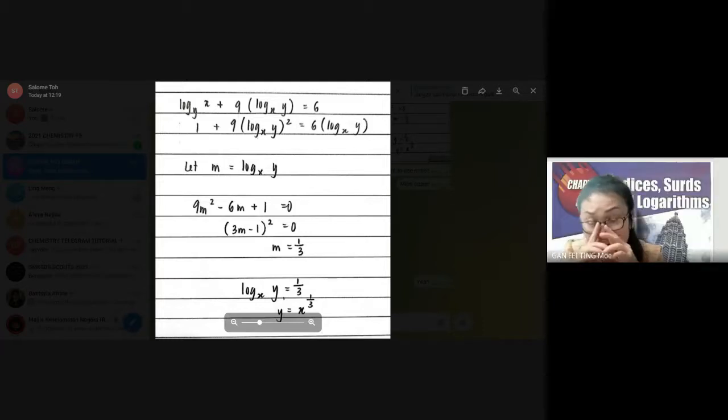and I solve the quadratic equation using the factorization method. Okay, wait, before you proceed, can you please explain to me how you make your log base y of x into 1?